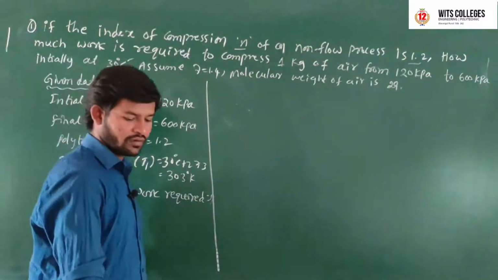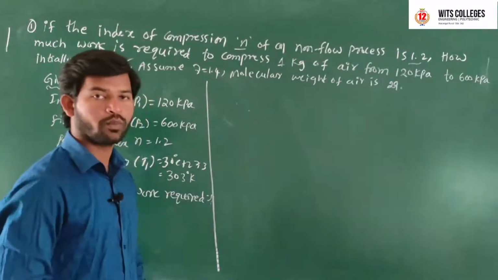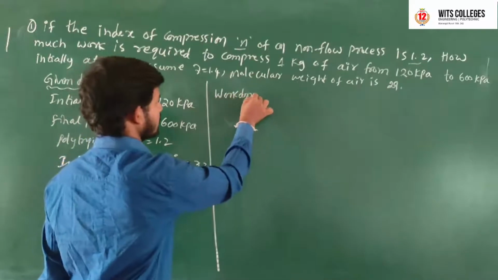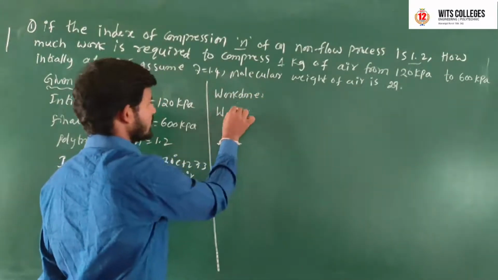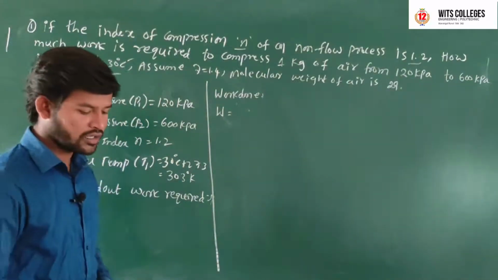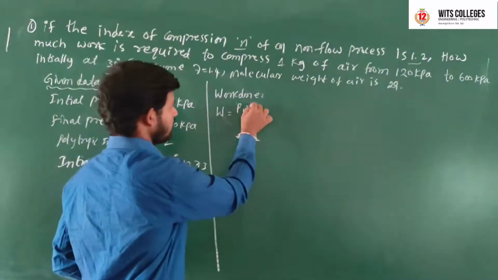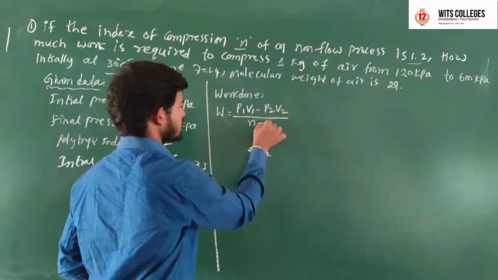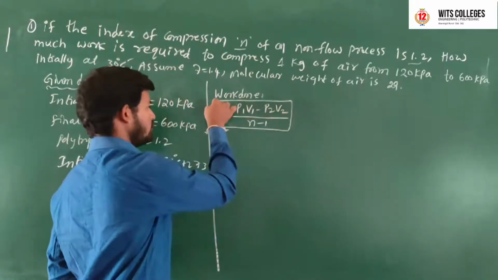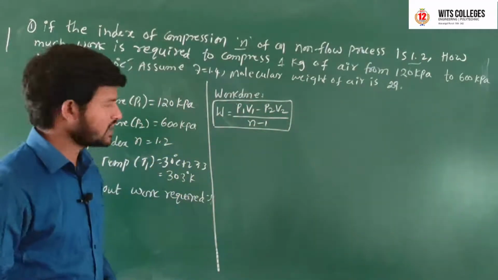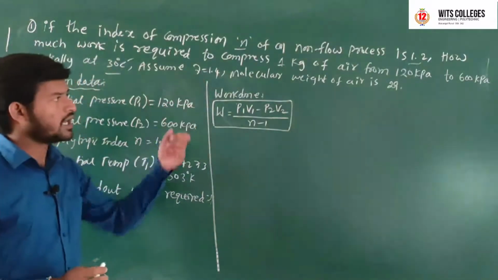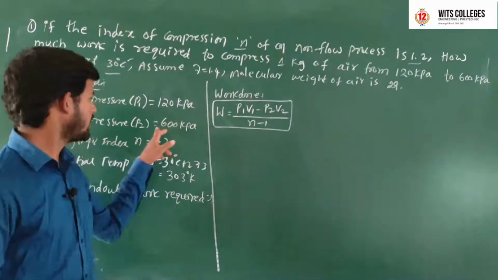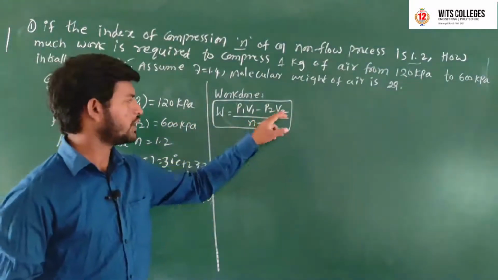Okay, next, what is the work required formula in this polytropic process? The work done formula W is P1 V1 minus P2 V2 by n minus 1. This is the formula of work done for the polytropic process. In this one, what values are obtained in this question? Only the P1 value and the P2 value are given, and the V1, V2 values are not given.